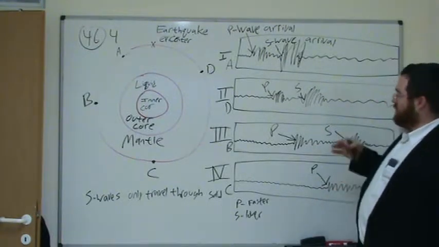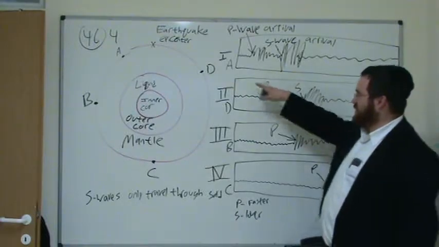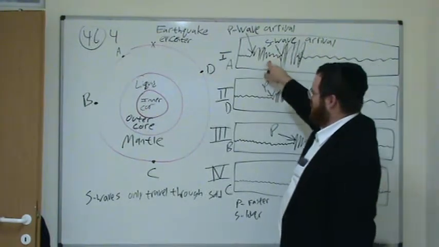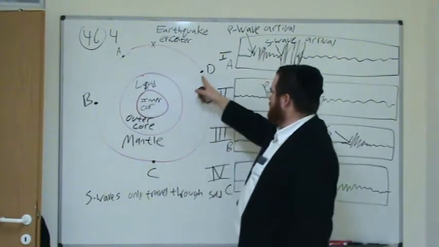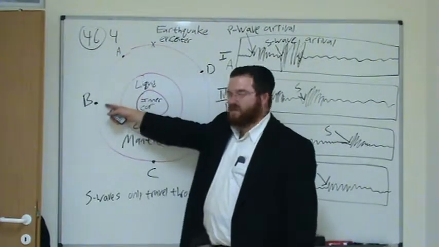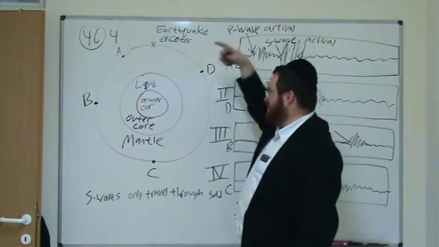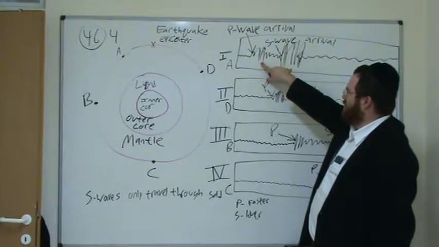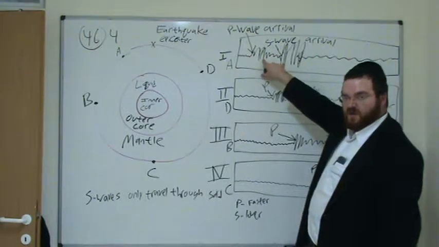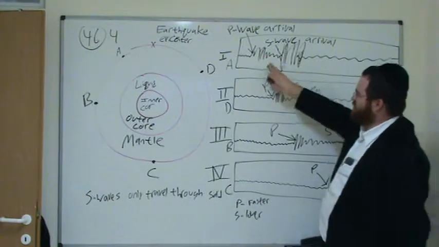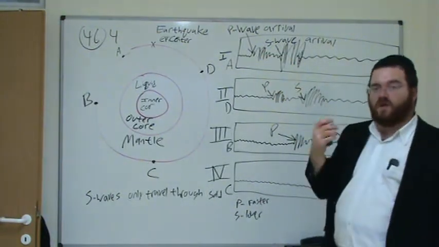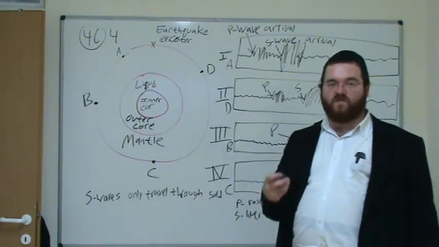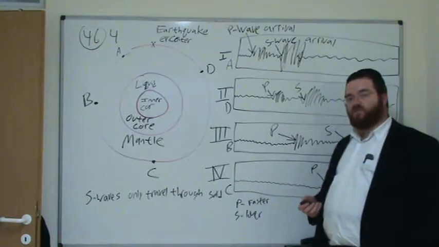So the question is, A is the closest. So that's 1. What's the second closest? If you see, D is closer than B because B is halfway down and D is just a little bit down, but it's further than A. So the P wave and S wave are a little further apart than in 1. In 1, the S and P are very, very close because the P wave, even though it's going faster than the S wave, doesn't have that much time to get that much farther away from the S wave.